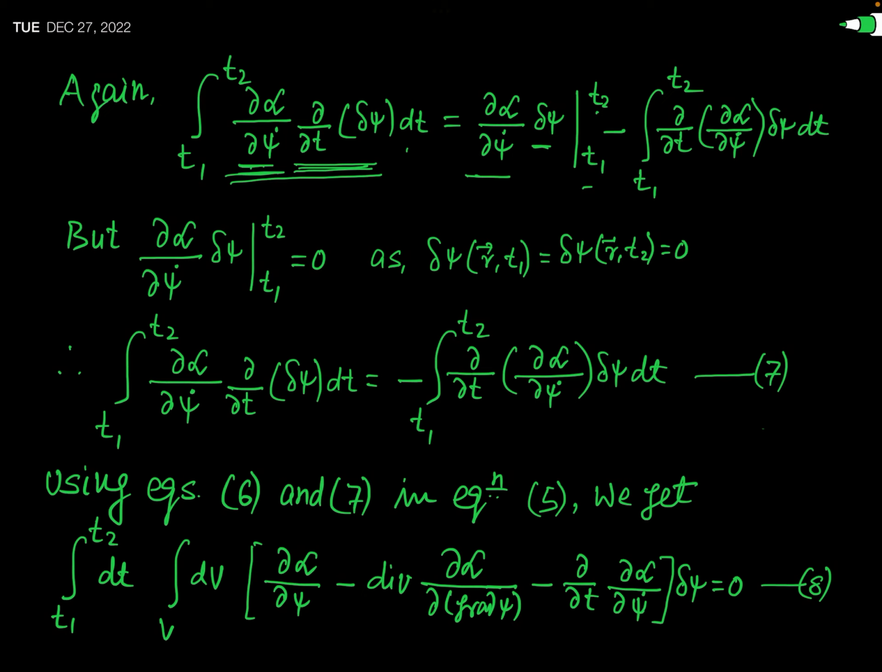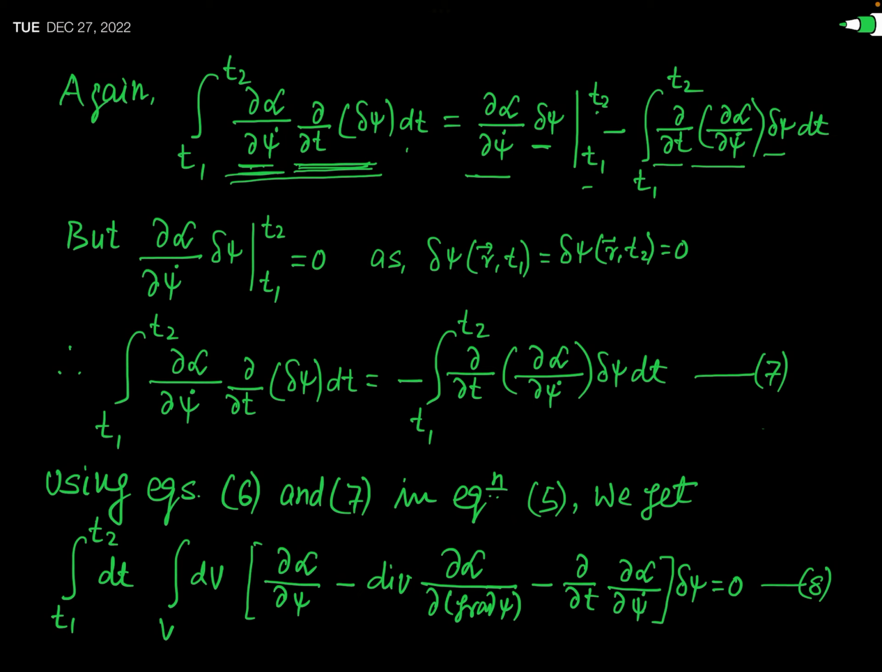So differential of the first function means we will operate del del t on the first function, del L by del psi dot, into the integral of the second function. The integral of the second function, that is del del t of delta psi, will be delta psi.